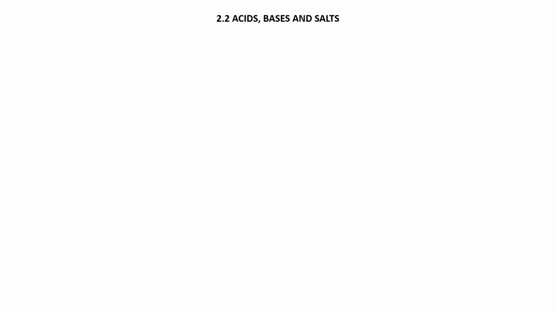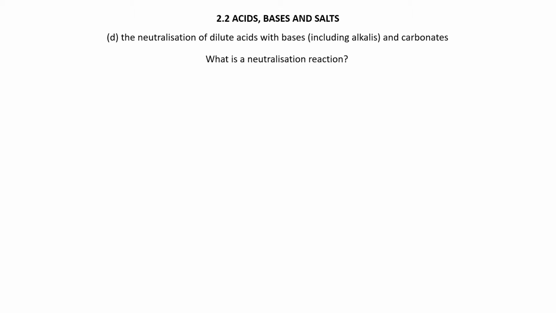Now that you know all about the pH scale, and you've studied how an acid and an alkali can give its different colours from previous topics, we can now use these ideas and look into the neutralization of dilute acids with bases, including alkalis and carbonates. But what exactly is a neutralization reaction?